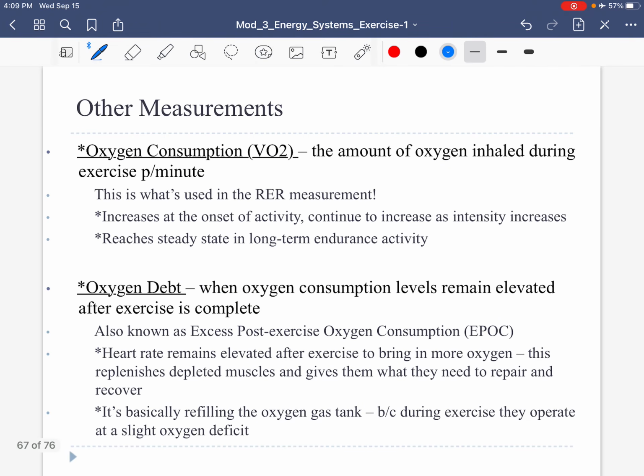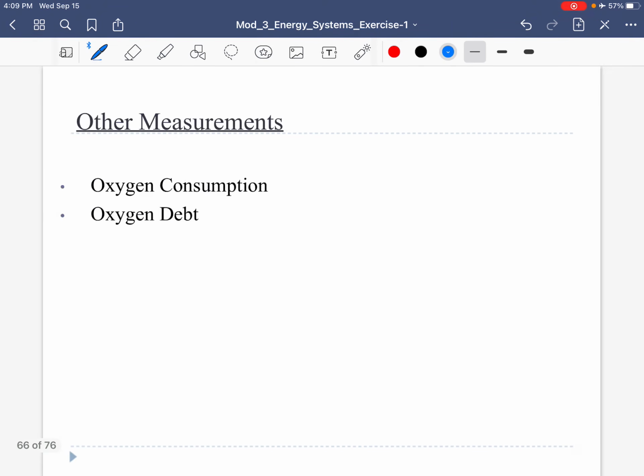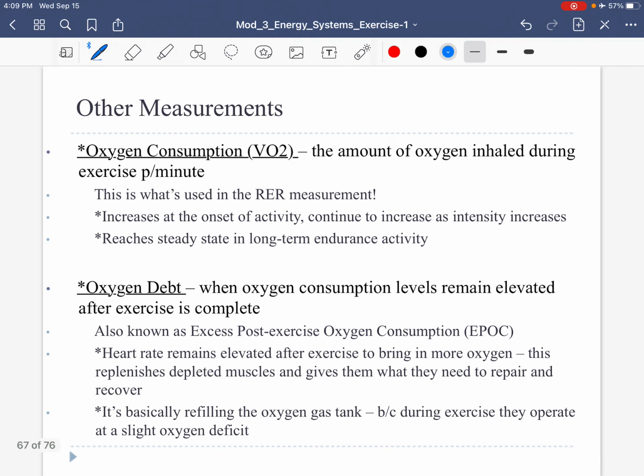Okay, we can make some other measurements. I am not going to ask you about these. If anybody out there is interested in exercise physiology or something like that, these are very important terms. We can also measure something called oxygen consumption. We can also measure something called oxygen debt. You do not need to know these, but I'm just telling you them because they're out there in the exercise phys world.